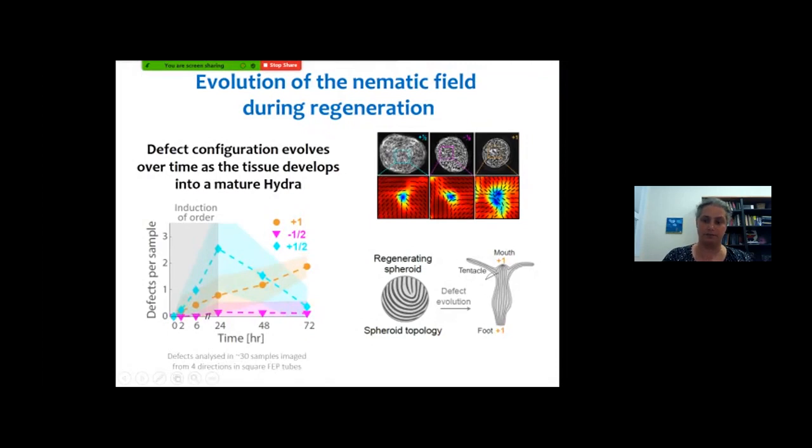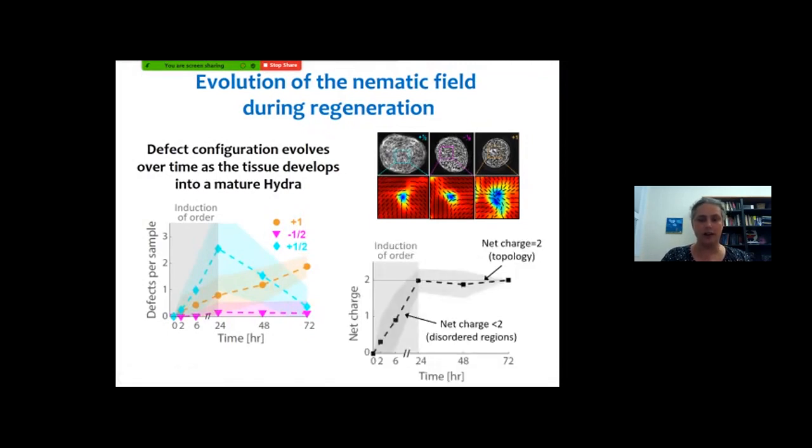If we look at the net charge, during this induction of order, as the disordered regions become ordered, we see that the charge of the point defects increases to the topologically required level of 2, and then it remains stable at 2. During this time, you can see the defect configuration evolves, but the total charge is constrained to 2.